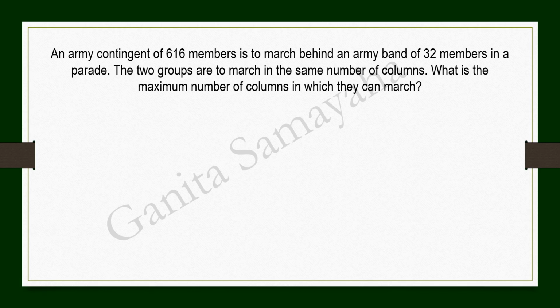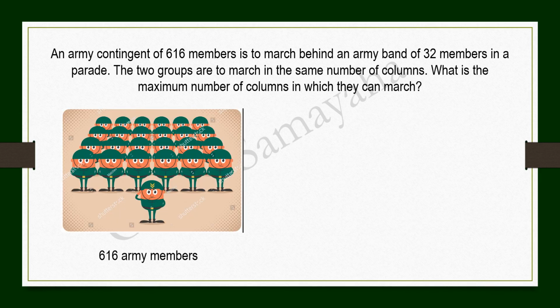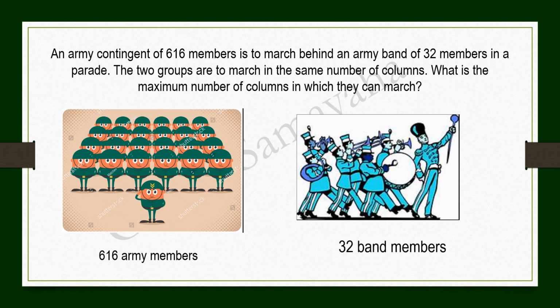So let us understand this problem first, children. What does this problem say? There is a contingent of 616 members. Say this is the contingent which consists of 616 members. And we have an army band. And how many are there? 32 members. So what the problem says is this army contingent must march behind this band.